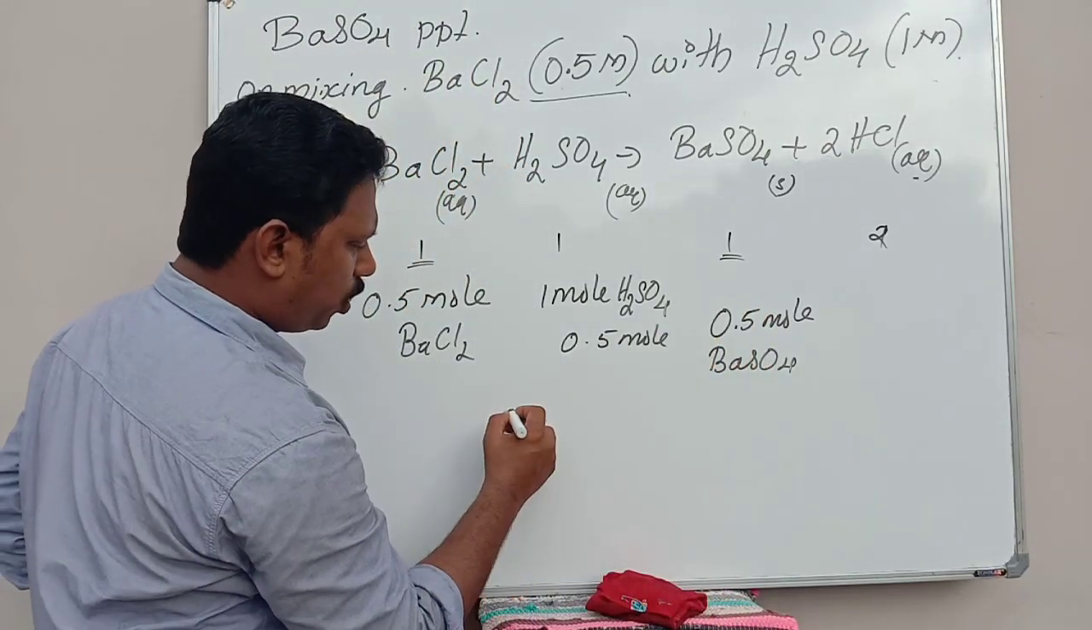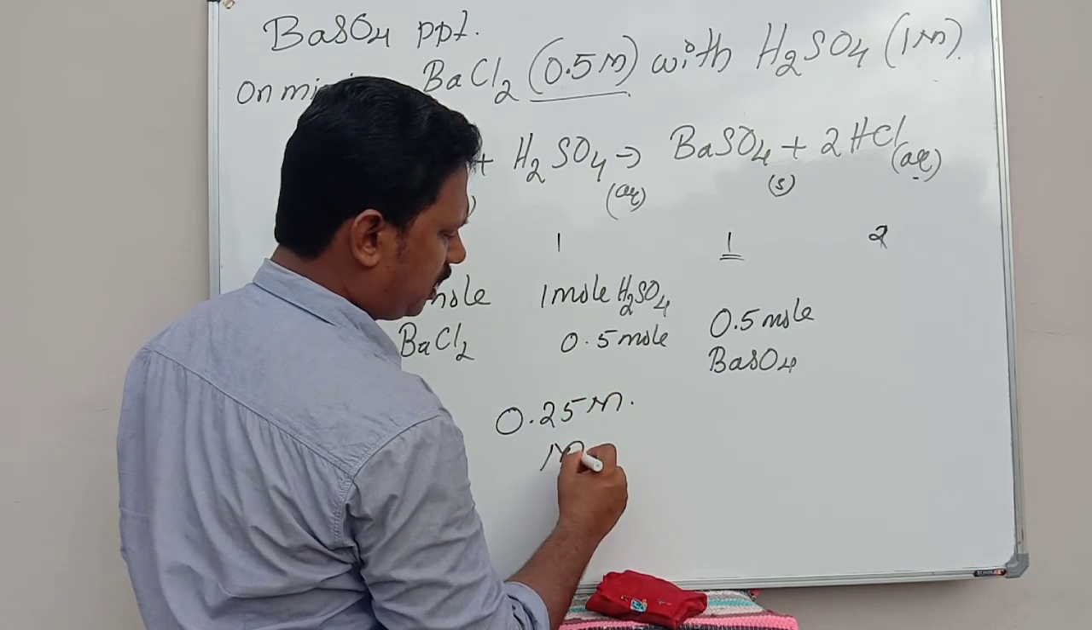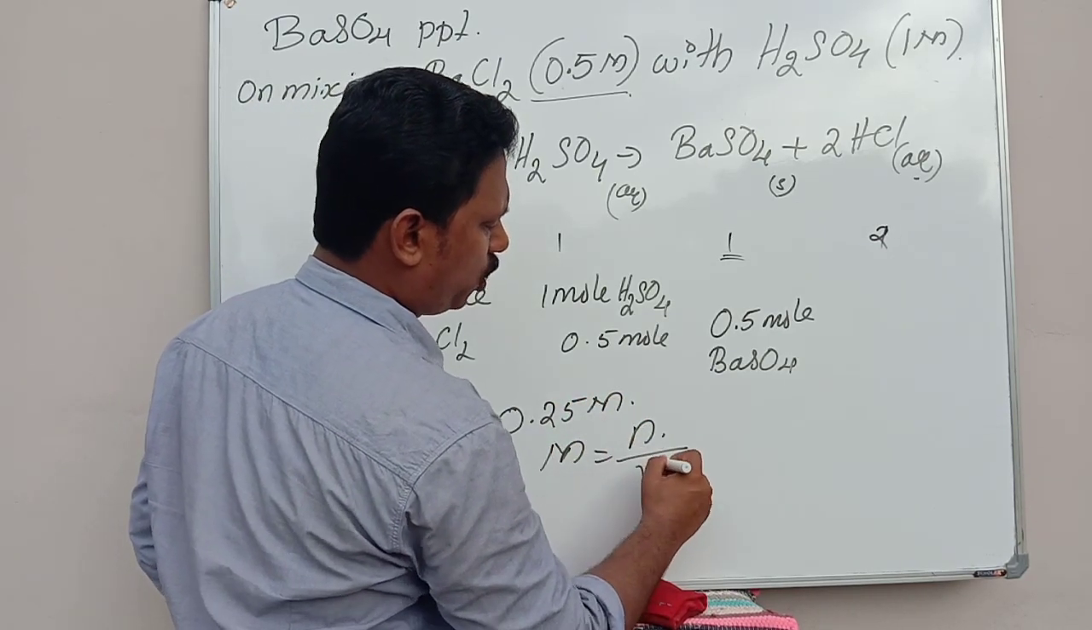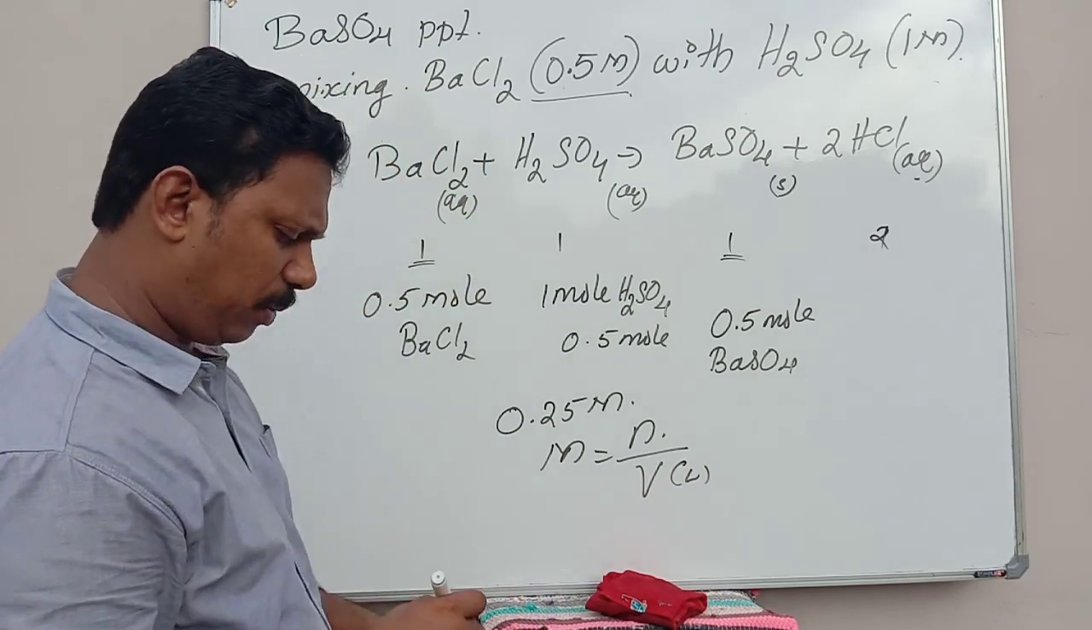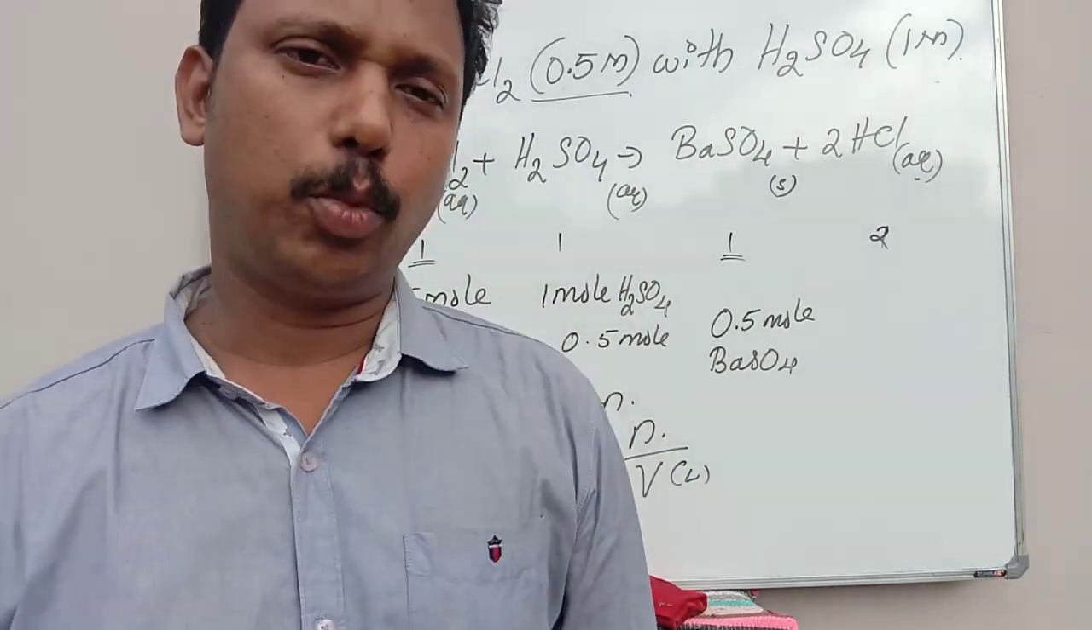So 0.5 mole becomes 0.25 molar, because molarity is equal to number of moles by volume in liters. Whatever may be the volume, it doubles. So the molarity is 0.25 molar.